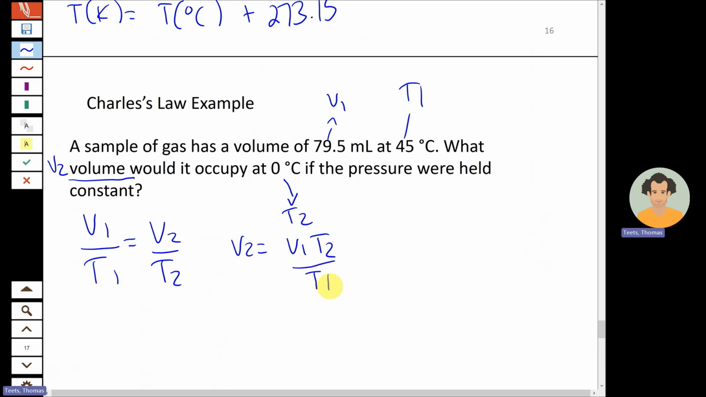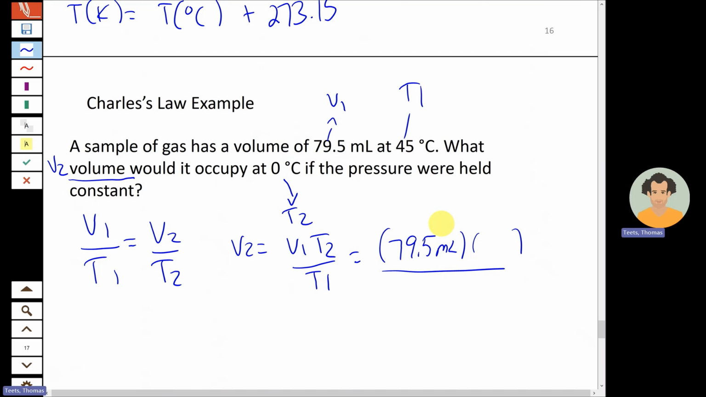And in this case, T1 is 45 degrees Celsius, T2 is 0 degrees Celsius. So if we just put the temperatures in Celsius, we would get an answer of 0 for V2. And clearly the volume doesn't go to 0 at 0 degrees Celsius. It should be non-zero. So we need to use Kelvin temperatures for this to work. V1 can be whatever unit we want it to be. We'll just keep it in milliliters. But for the two temperatures, we need them in Kelvin for this to work.